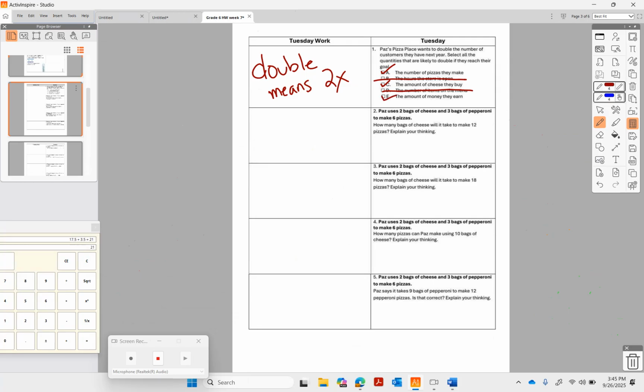Great. Paz uses 2 bags of cheese and 3 bags of pepperoni to make 6 pizzas. How many bags of cheese will it take to make 12 pizzas? So we're only talking about cheese here. So I'm going to talk about 2 cheese. This is the way I do them. 6 pizza. And I want to go to 12 pizzas.